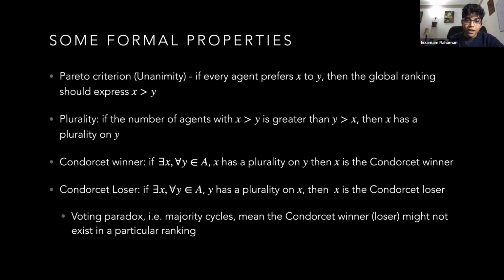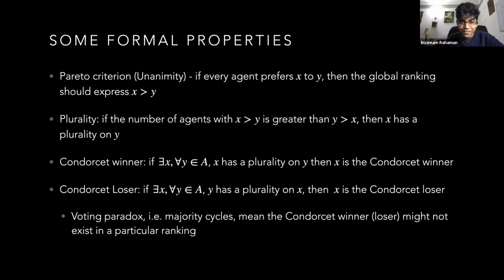Plurality is if the number of agents that prefer X to Y is greater than the number of agents that prefer Y to X, then we say that X has a plurality on Y. So this is actually more of a definition I'm going to use throughout, right? It's not just a formal criterion, so just keep that in mind. If I say X has a plurality on Y, that's saying that the number of people who prefer X to Y is greater than the number of people who prefer Y to X, okay?